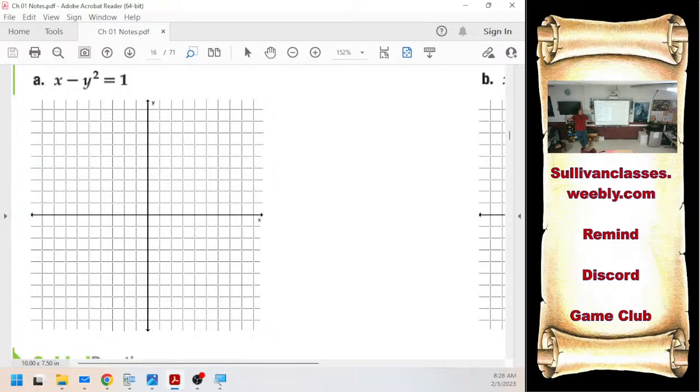Okay, get y by itself. We're used to doing that, right? So I'll subtract x. Divide both sides by -1. How do you get y by itself? Square root. We are putting the square root there. So y is plus or minus the square root of x minus 1.